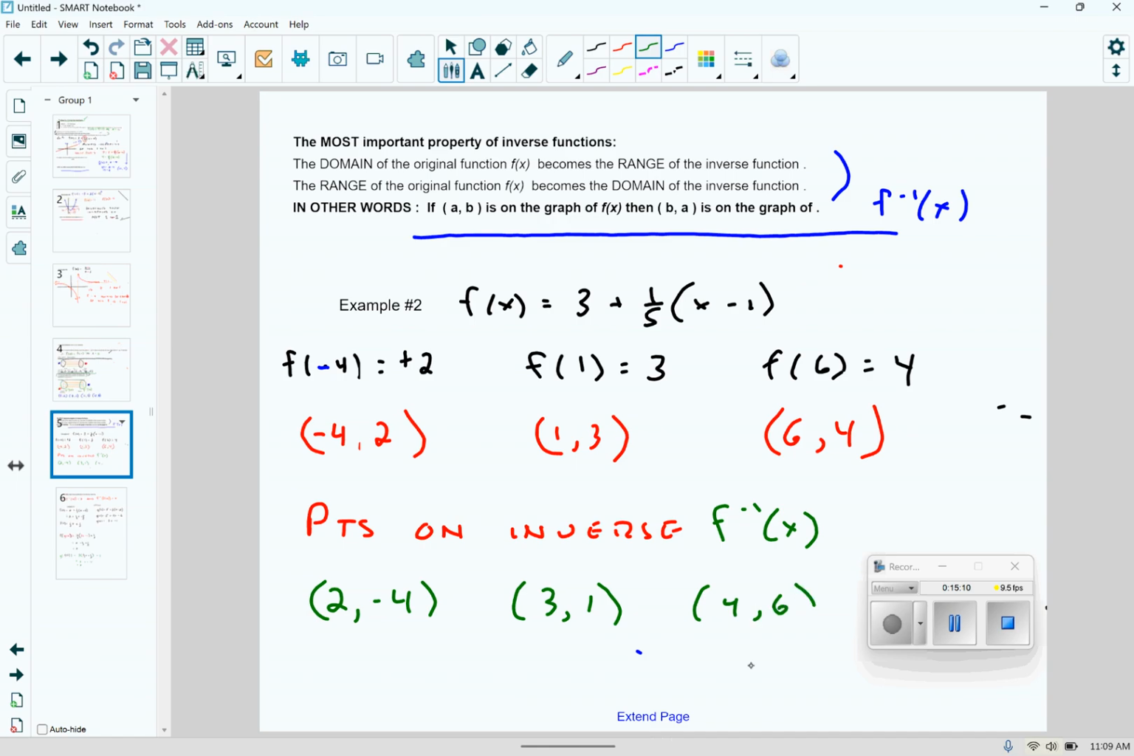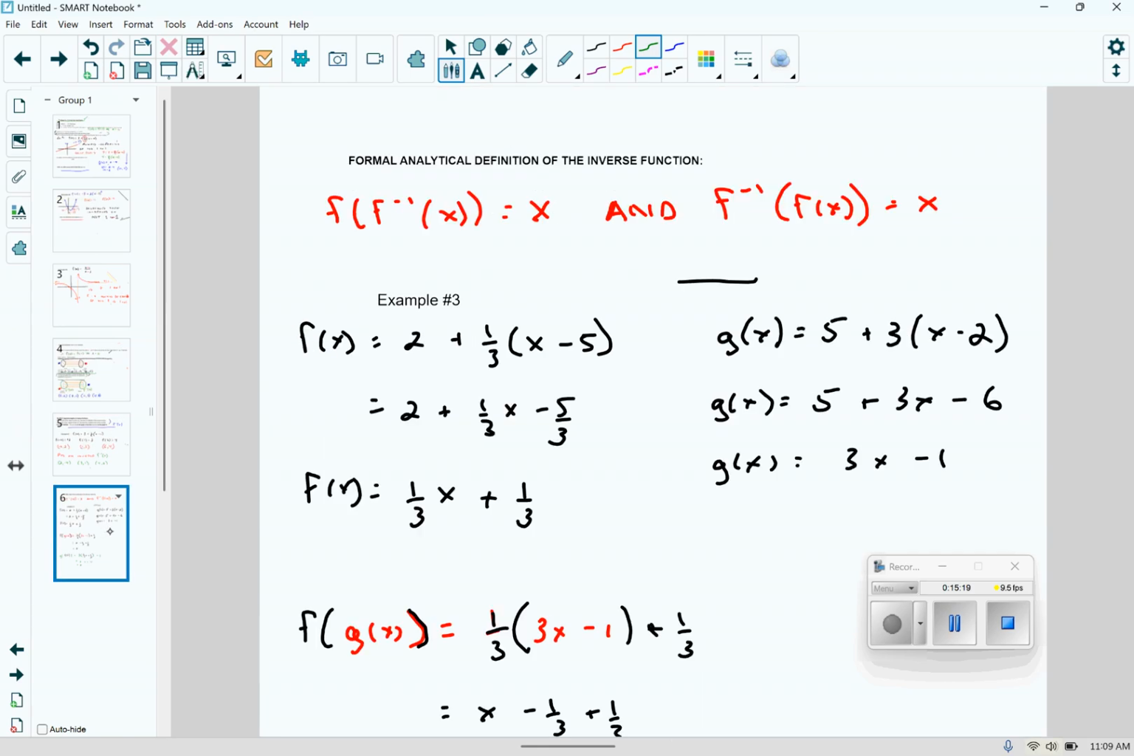Okay? Next page. Here's the formal analytical definition of inverse functions, and it has this composition of it. If f composed with its inverse, f of f inverse of x, equals x, and f inverse of f of x equals x, then f and f inverse are inverses of each other.